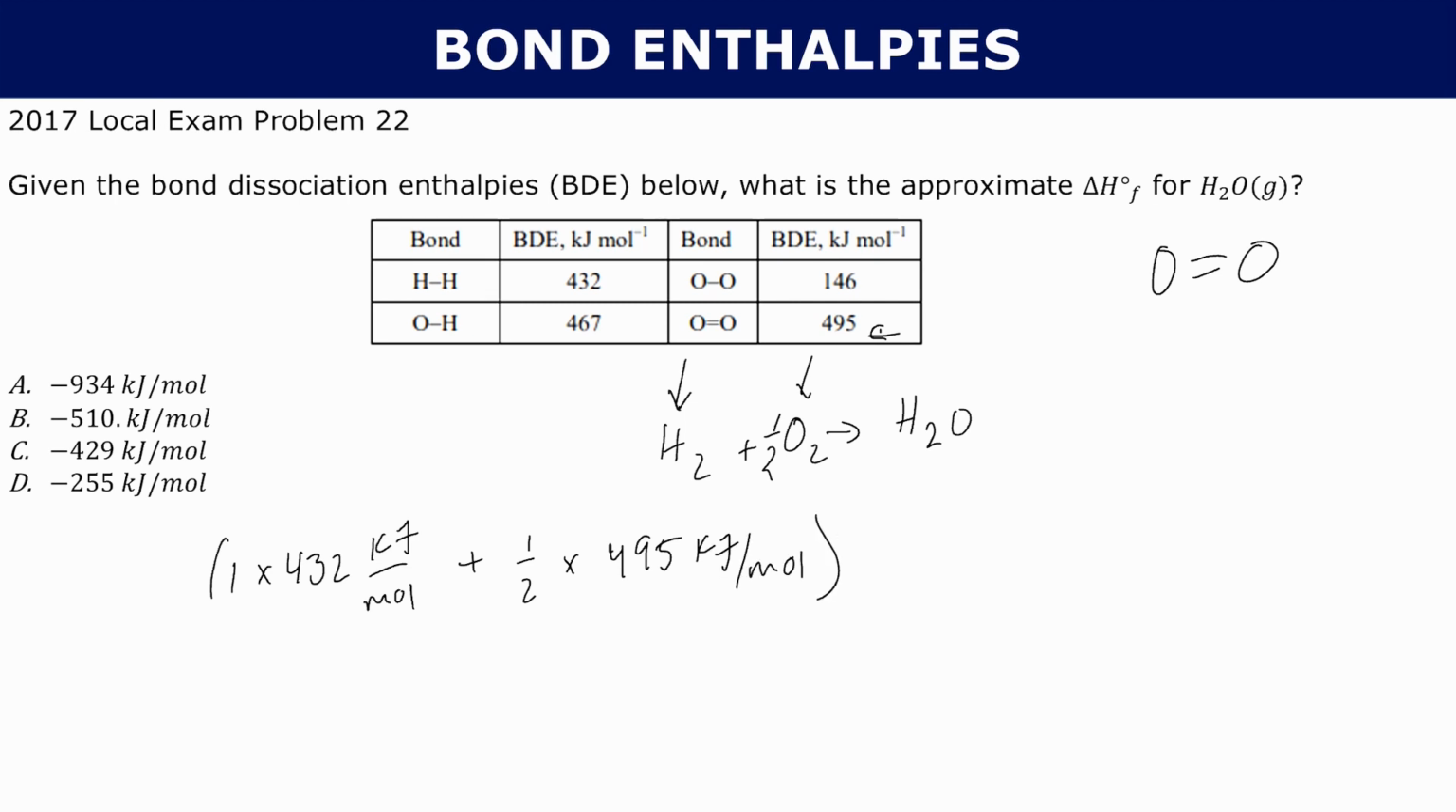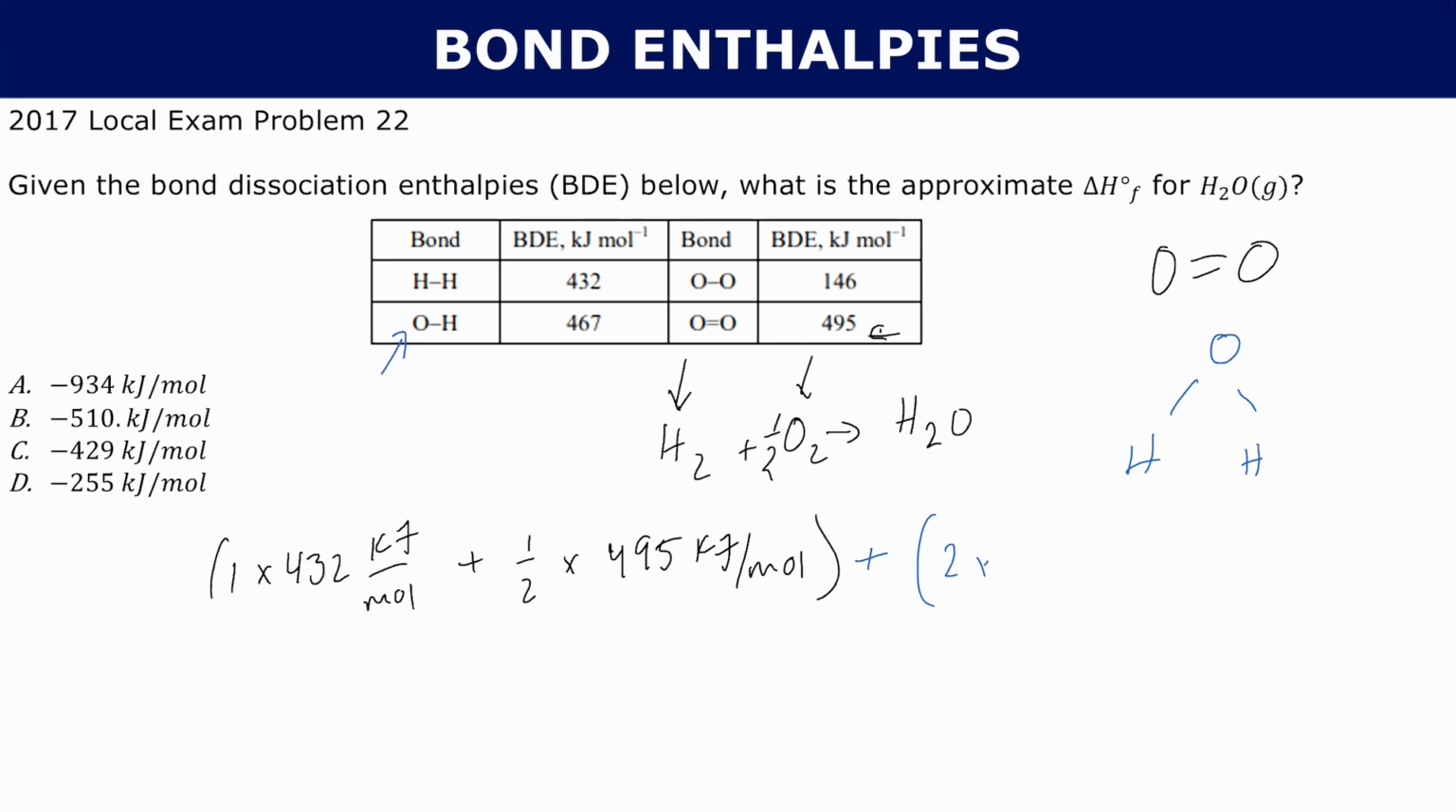And it's added to the bonds formed. And the bonds formed are going to have a negative value. So while we're adding it, we're really going to be subtracting those values. So we have water, we have H2O. H2O is going to look like this. So it's just 2 of these O-H bonds.